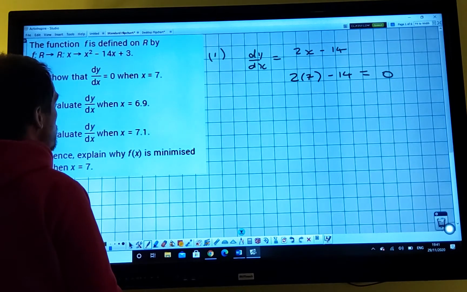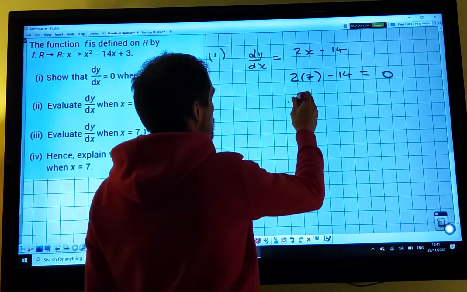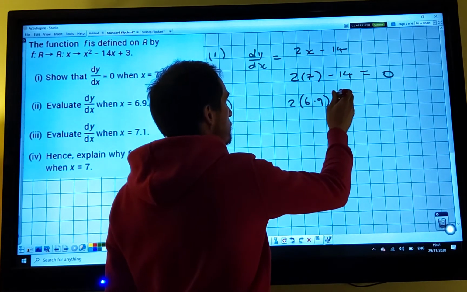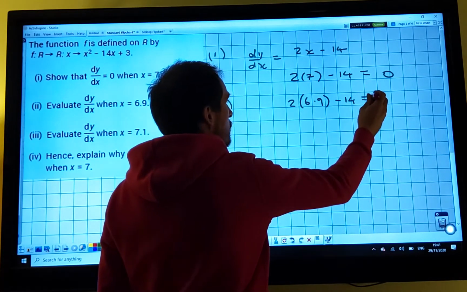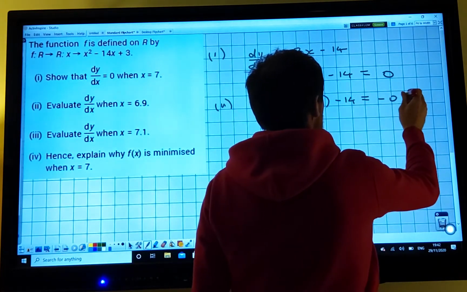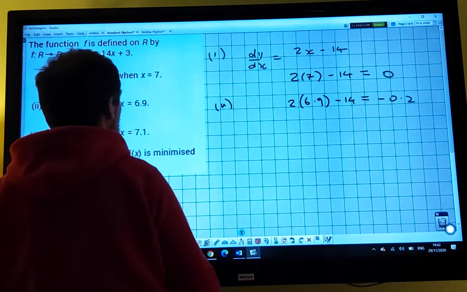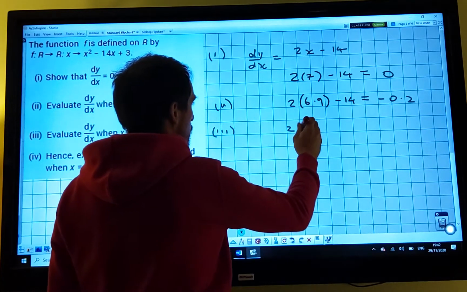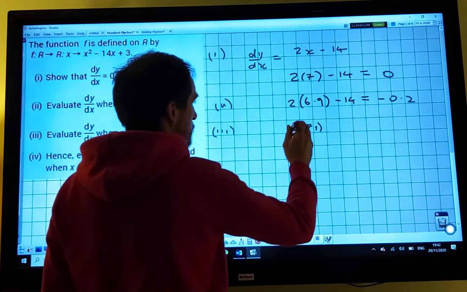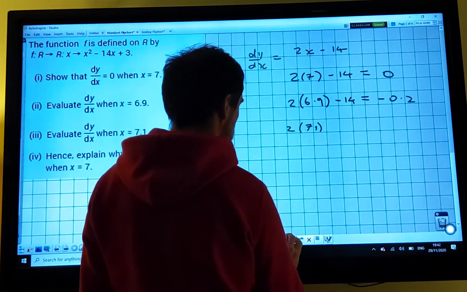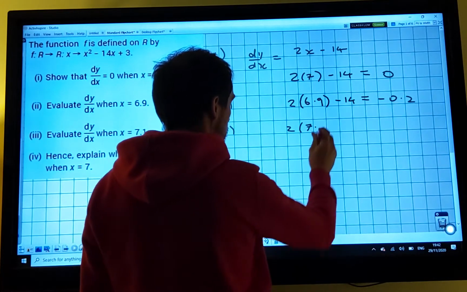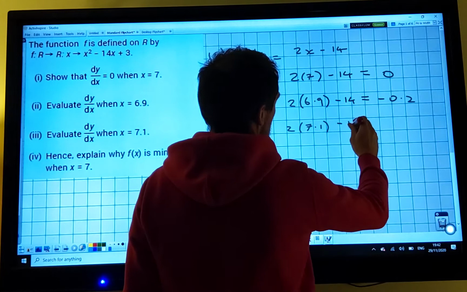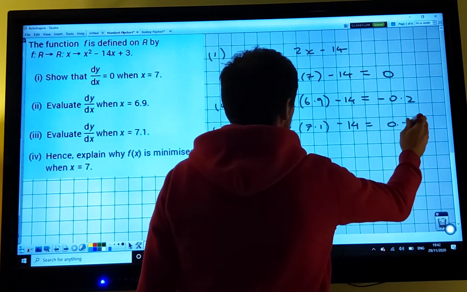Evaluate dy/dx when x is equal to 6.9. So that would be 2 times 6.9 minus 14, which will be equal to minus 0.2. Evaluate dy/dx when x is equal to 7.1, sorry, made a mistake there. 2 times 7.1 minus 14, and that's going to be equal to 0.2.